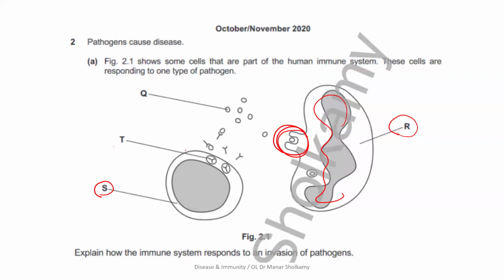Excellent. T. What is T? What is being released? Specific antibodies. Okay, complementary. So look at this question: explain how the immune system responds to an invasion of pathogen. Now, this question is half the lesson. And they gave you two pictures. They started the question by saying, this is a recent exam, okay?